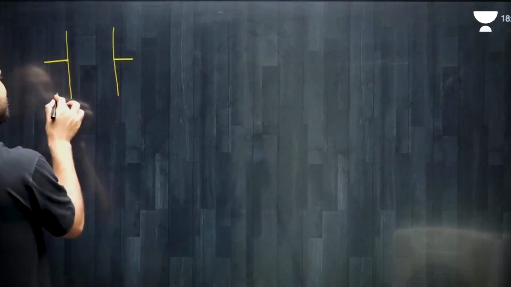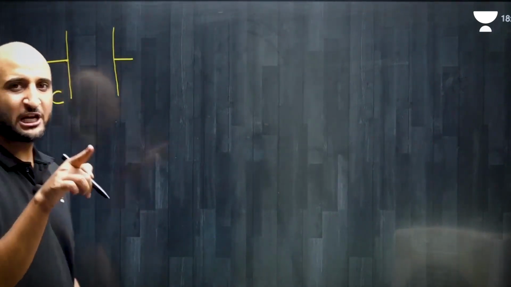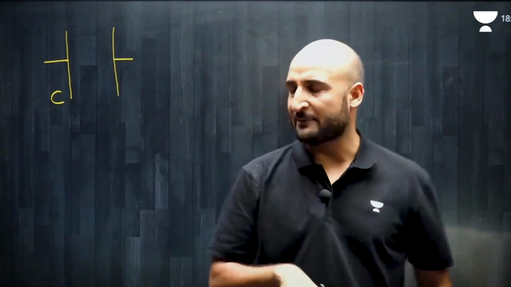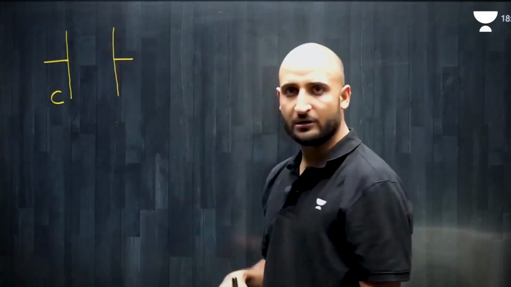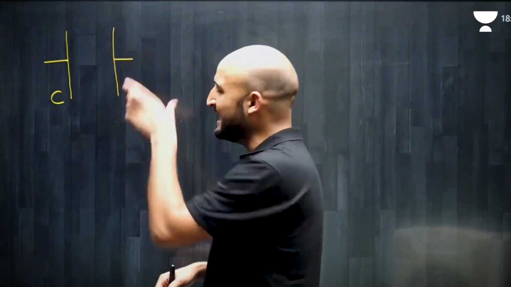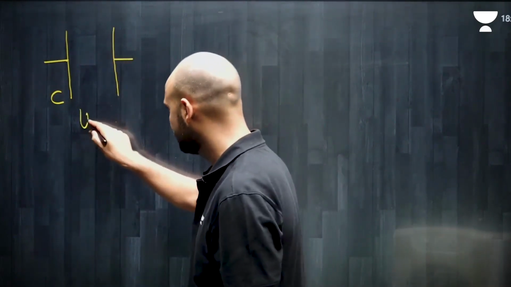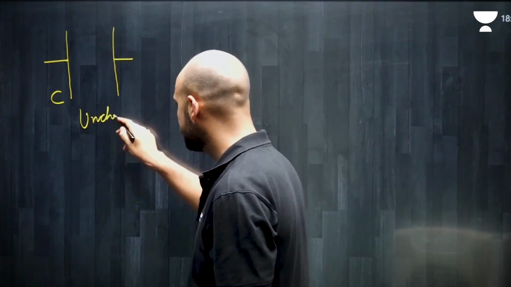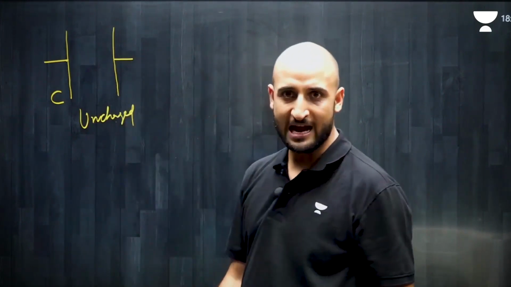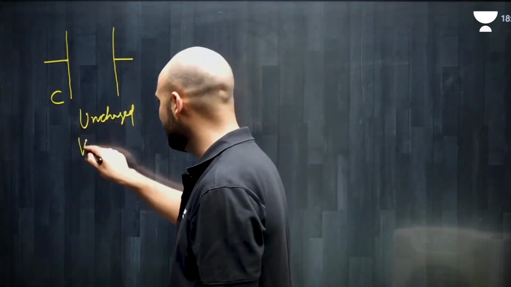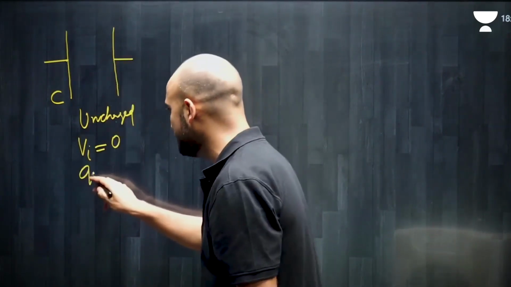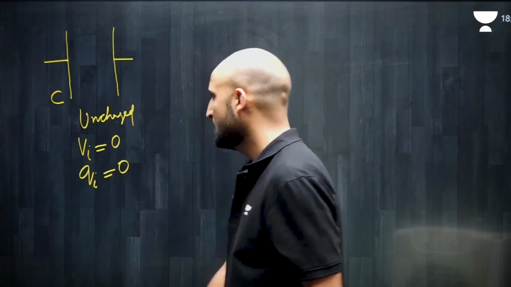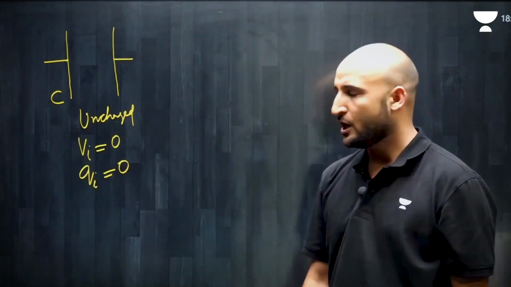Whose capacitance is, let's say, C. It's initially uncharged. That means there is no charge on the capacitor. When there is no charge on the capacitor, there will be no potential difference across the plates. So this is uncharged. Right? So initial potential on this, V initial, is equal to 0. The charge on this capacitor, Q initial, is equal to 0 again, because your capacitor is uncharged, right?